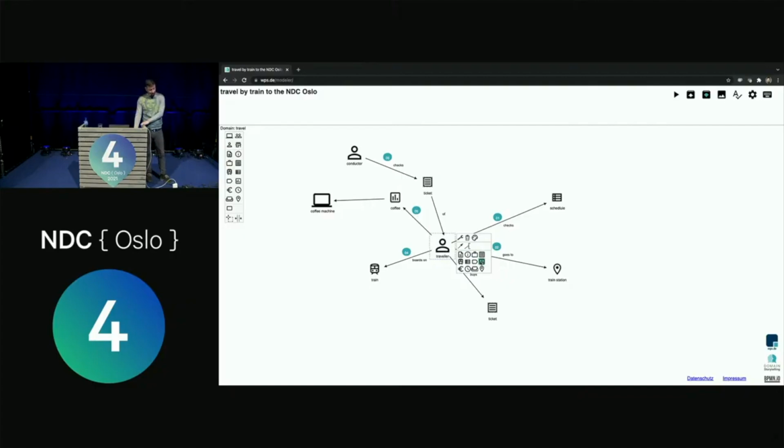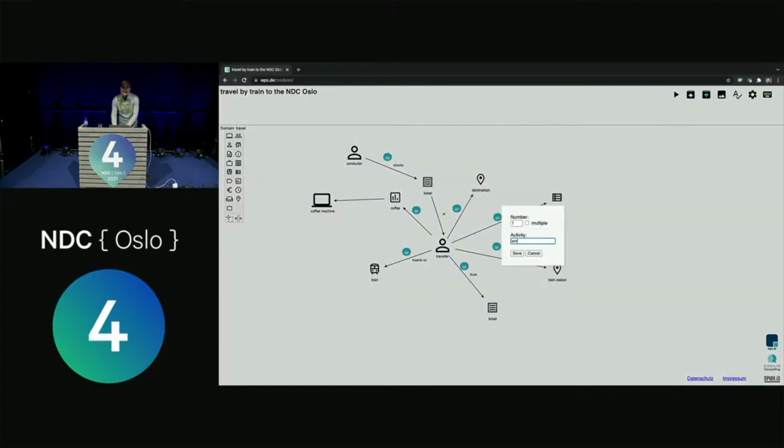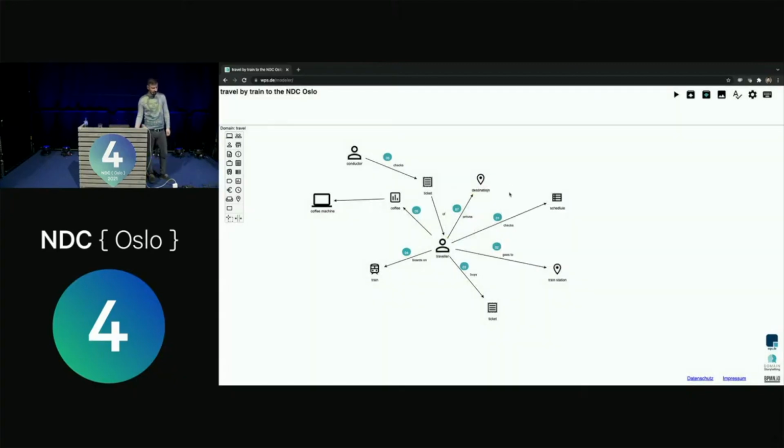So the traveler arrives at the destination. And then? Is that it? Or do we need something else? Ah, the train travels. Okay, who does that? Who's the actor there for the train? Okay. So there's one more actor, the train driver, who drives the train for the traveler.